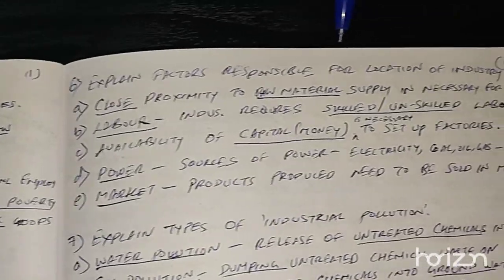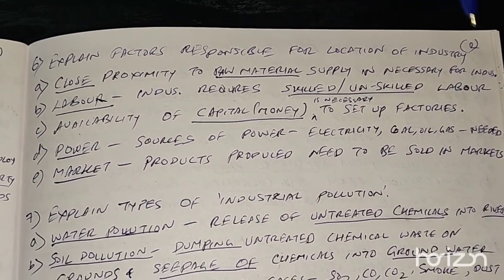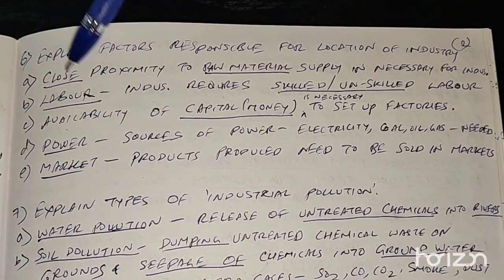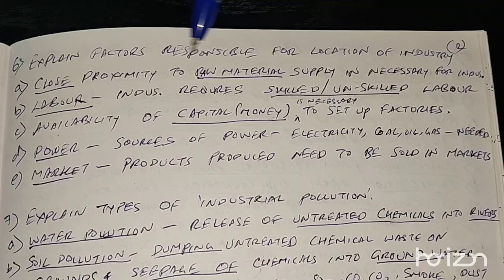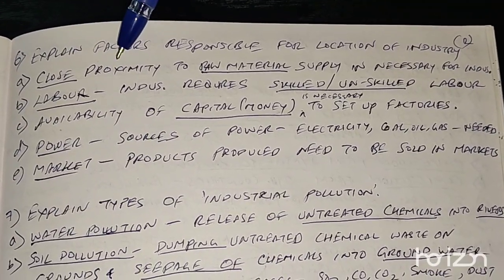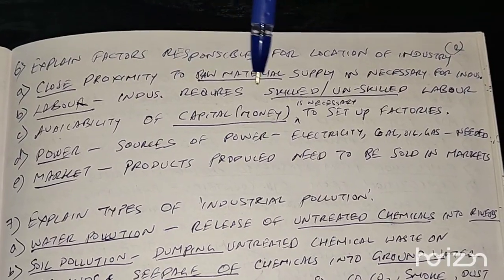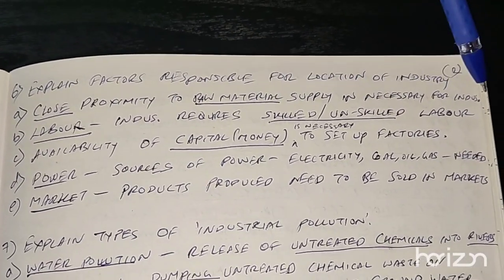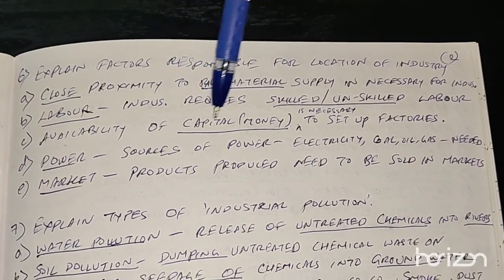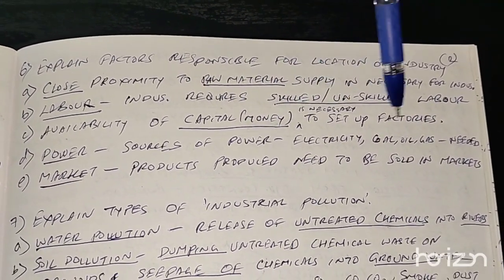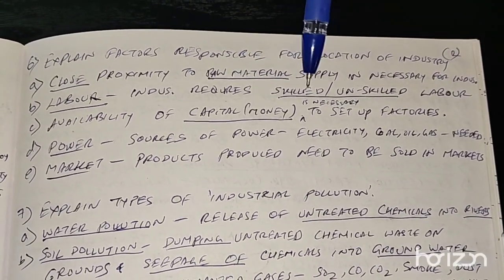Next question: explain factors responsible for location of industry. Whenever you want to locate an industry in some place, it should have close proximity to raw material supply, because industry needs raw materials. So the industry will be set up close to the place where raw materials are available. Labor: industry requires skilled and unskilled labor at low cost. So wherever the labor is, the industry will be there. Availability of capital: money is necessary to set up factories. So wherever funds are available, that's where the industries will be.